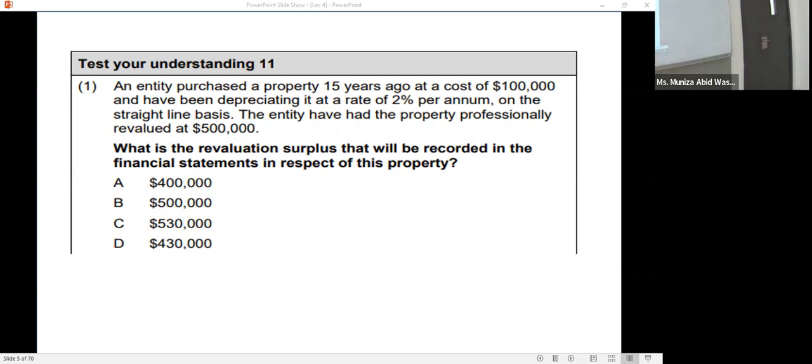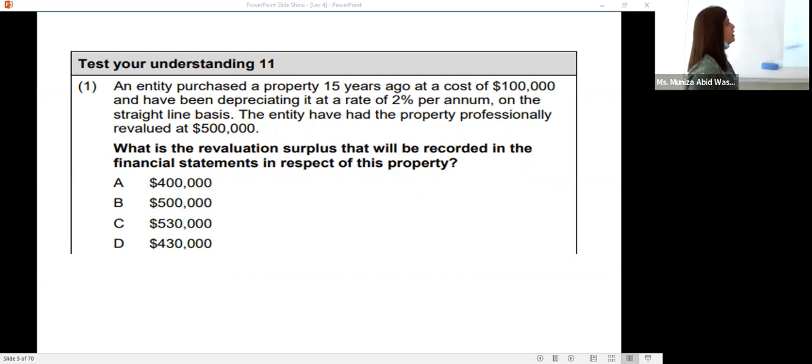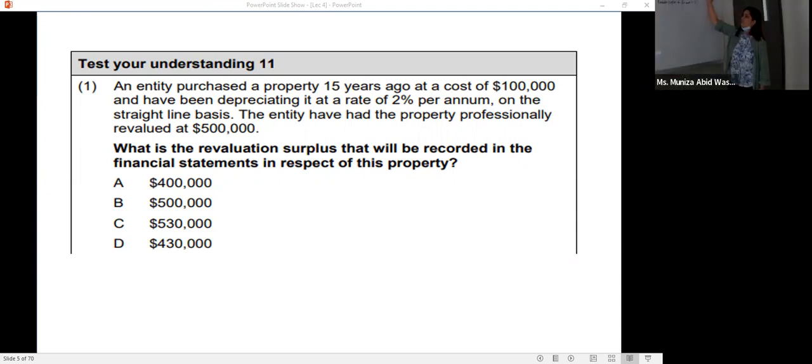So an entity purchased a property 15 years ago at the cost of $100,000 and has been depreciating it at the rate of 2% per annum on the straight line basis. The entity has had the property professionally revalued at 500,000. The difference between the cost and the revalued amount has to be written in the first. How much difference is there? 400,000.